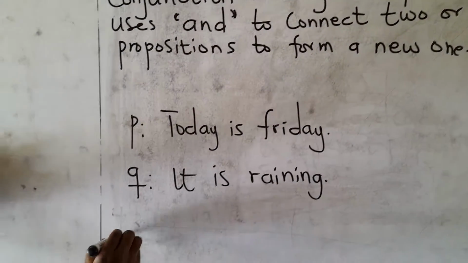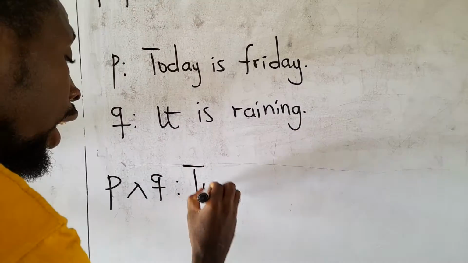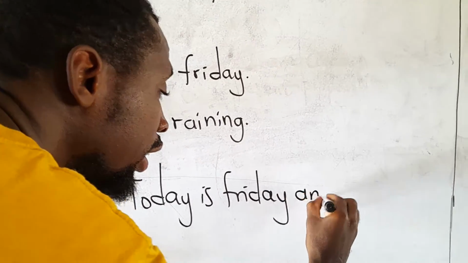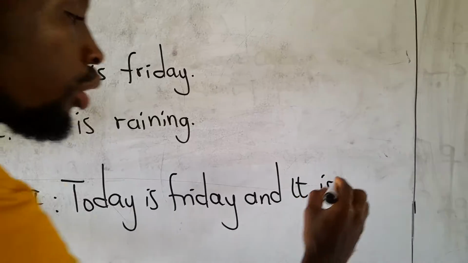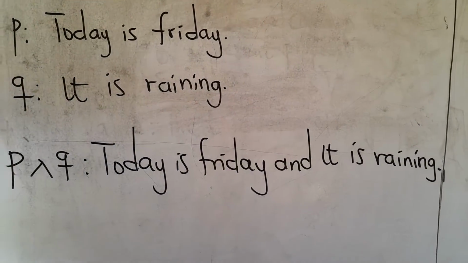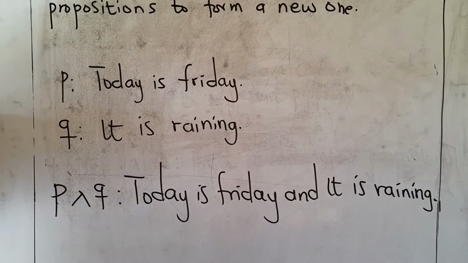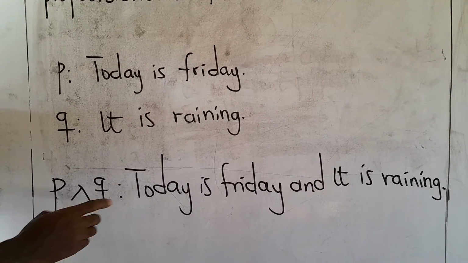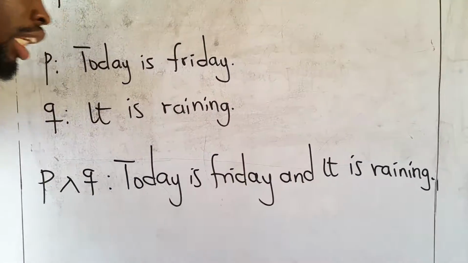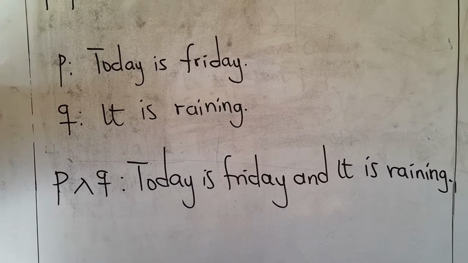Then we can say P conjunction Q will be: today is Friday and it is raining. I hope you get that. So today is Friday is the proposition P, and the proposition Q is it is raining. Then this statement becomes a conjunction. When you have P conjunction Q, it will be today is Friday and it is raining. So when you see this statement anywhere, you know that it is a conjunctional statement. I hope you get that.